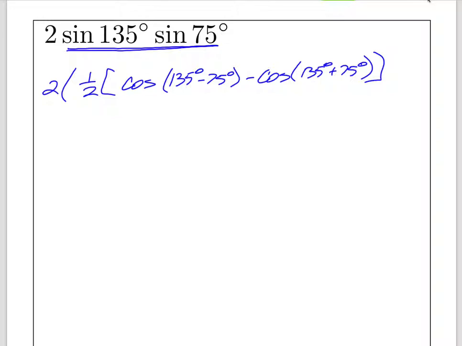So all I did there was plug it in. So what happens to the 2 times the 1/2? It cancels out, so now, what's cosine of 135 minus 75? 60? And then 135 plus 75? 210?